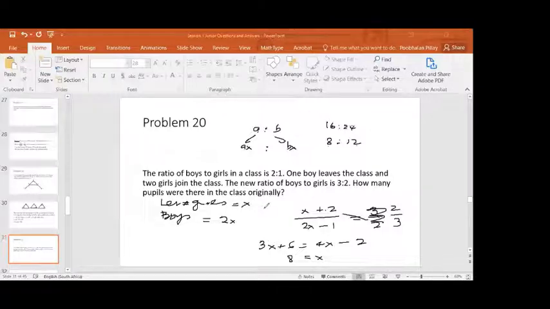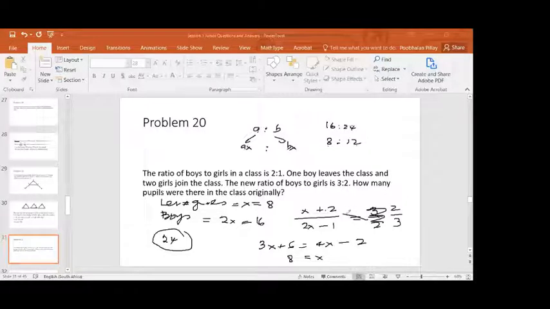And how many pupils were in the class originally? X is 8. So there would have been 8 girls, and x is 8 and 16 boys. So altogether, how many pupils? Originally, 24. 8 plus 16. That's the number of students who would have been in the class in the first instance.